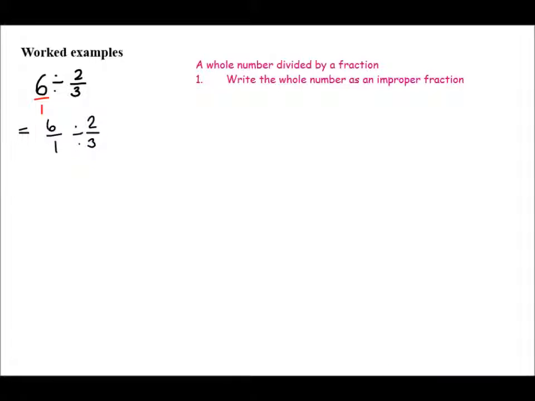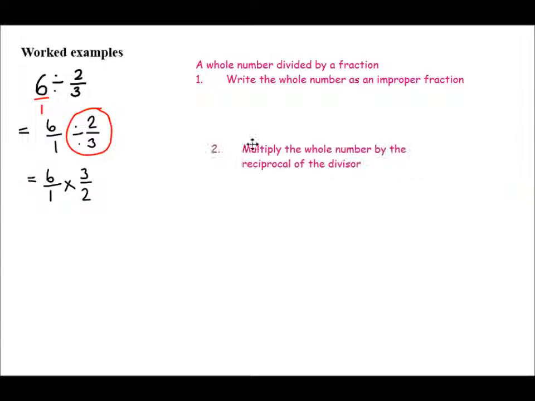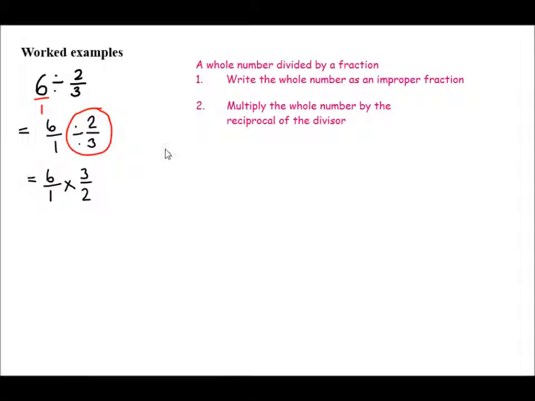And remember we said when we divide, we are rather going to multiply by the reciprocal. So in other words, we're going to divide and flip this fraction. So that will be 6 over 1 multiplied by 3 over 2. Multiply the whole number by the reciprocal of the divisor. All that means is we're going to change the divide to multiply, and we're going to flip this fraction upside down.